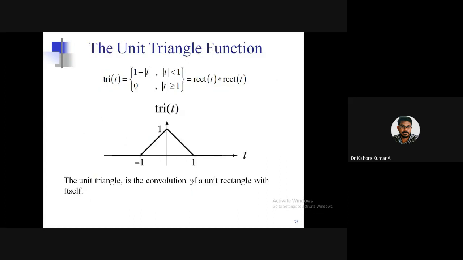And this is your unit triangle function. The triangle function, that is, for mod of t, in both cases plus and minus, less than 1, is 1 minus mod t, and if it is greater than or equal to 1 it is 0. This is the unit triangle representation, which is the convolution of the unit rectangle as specified.